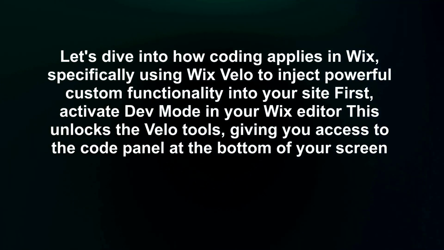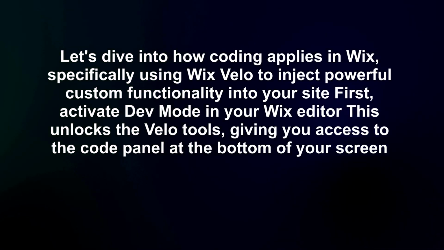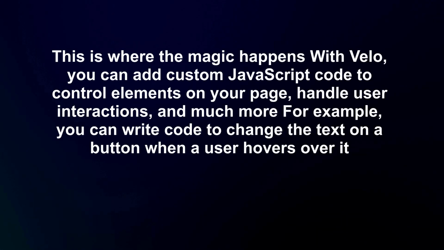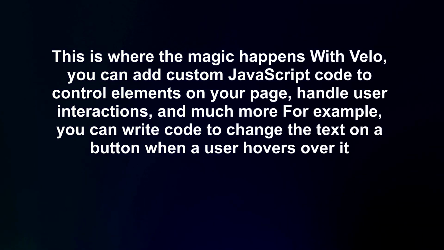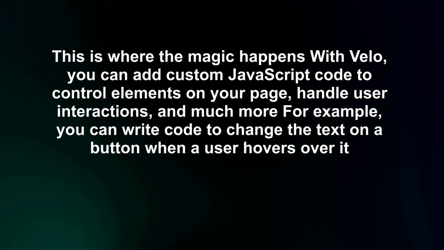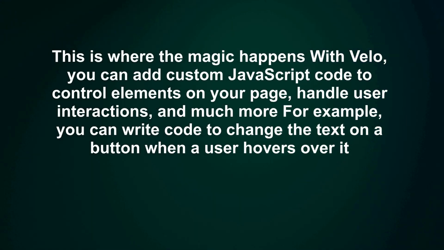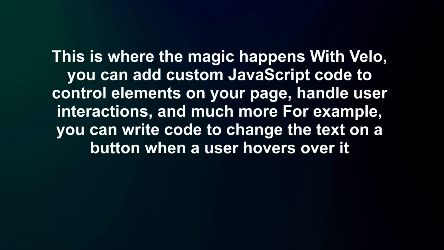First, activate dev mode in your Wix editor. This unlocks the Velo tools, giving you access to the code panel at the bottom of your screen. This is where the magic happens with Velo. You can add custom JavaScript code to control elements on your page, handle user interactions, and much more. For example, you can write code to change the text on a button when a user hovers over it.